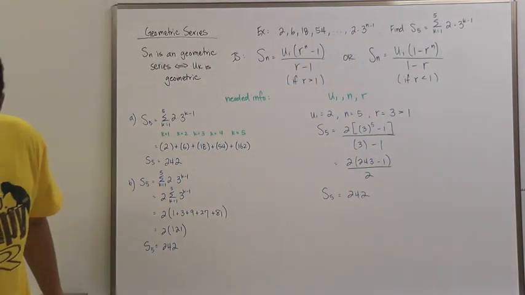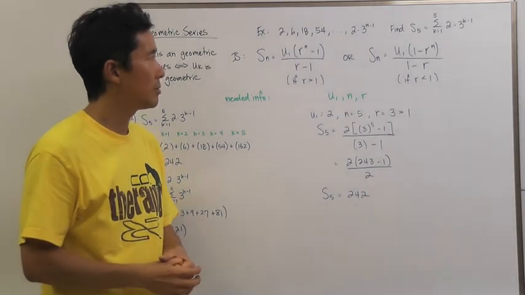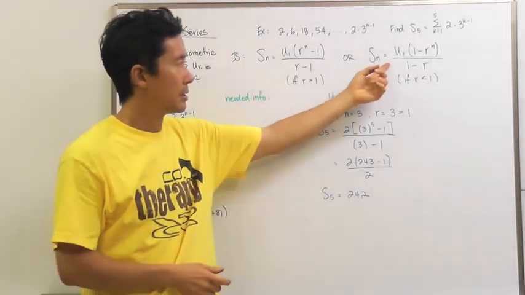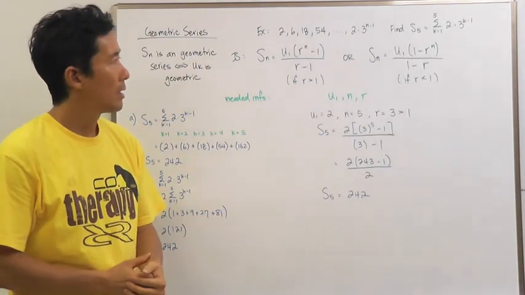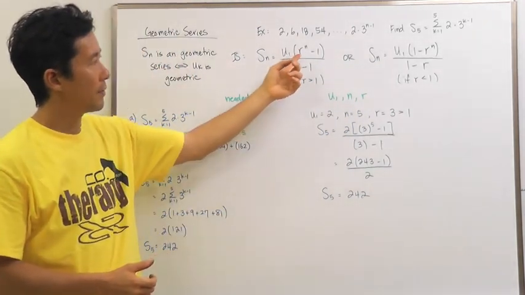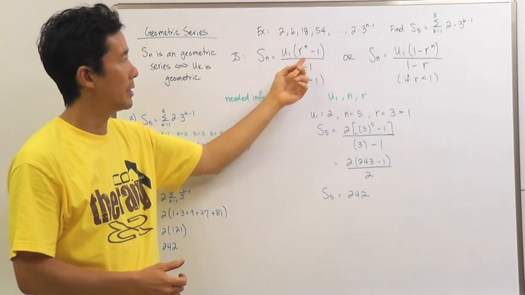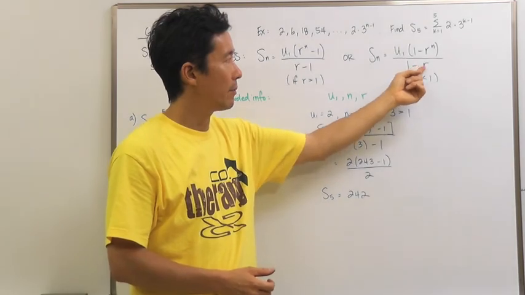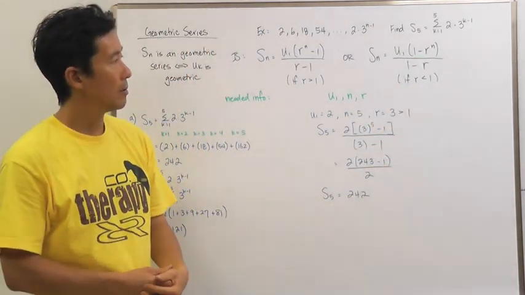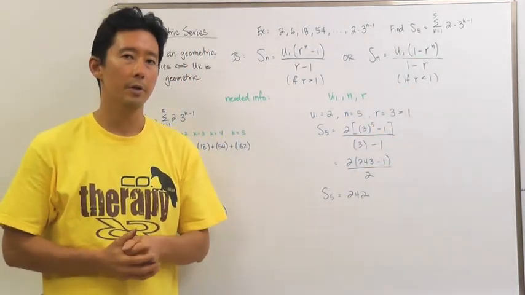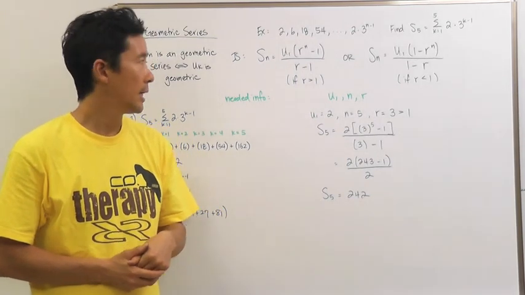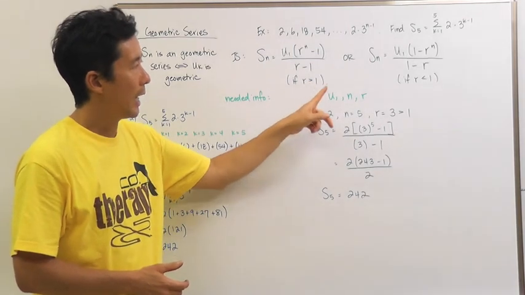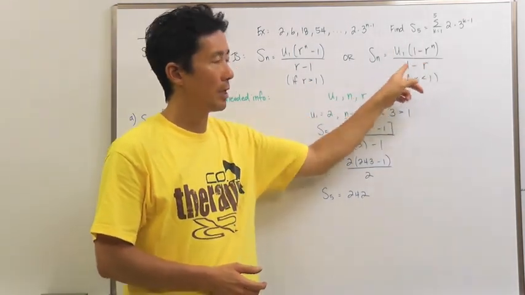So, the initial statements which we can use to find a geometric series are these two expressions, these two equations right here. Now notice it's exactly the same thing except that this one is r to the n minus 1 over r minus 1, and this one here is 1 minus r to the n divided by 1 minus r. So what's the difference between the two? Well, there's really no difference except that we want to use this one here if r is greater than 1, and if r is less than 1, we want to use this one here.